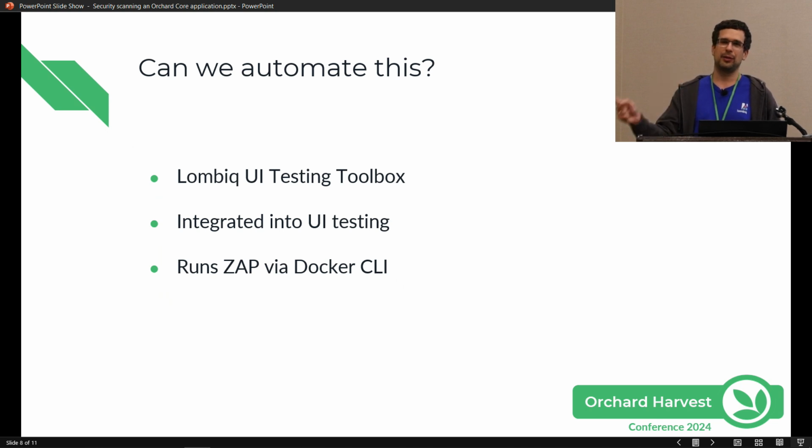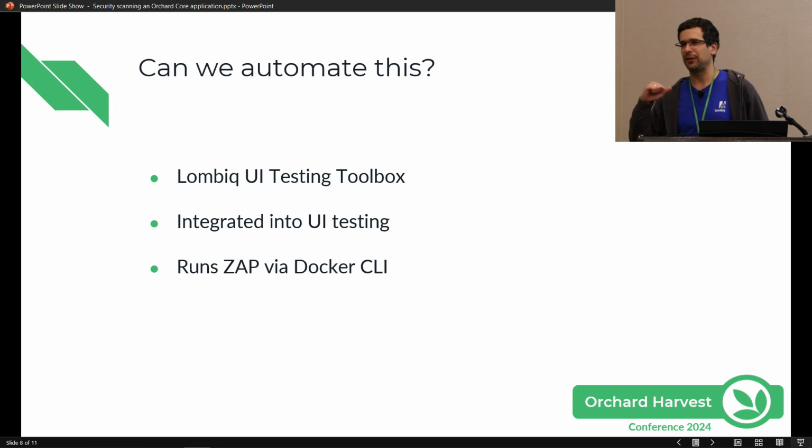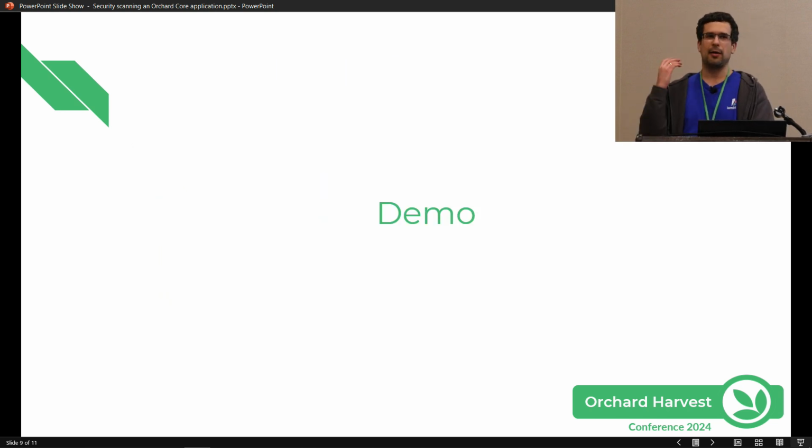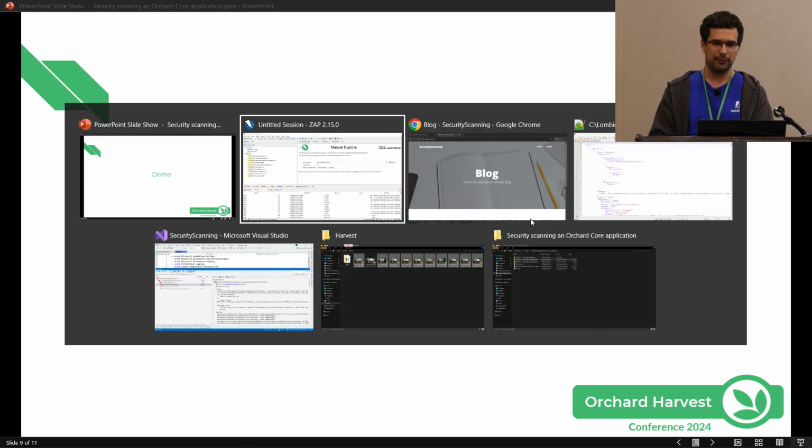And we will use the Lombiq UI Testing Toolbox project of ours, which is about UI testing, as you may have guessed from the name. But it also does a lot more, including integrating ZAP security scans into a UI testing suite. So as part of your test arsenal, you can do security scanning too. And it's all from C#. You don't have to care about anything. You just use it. So let's see that in action as well.